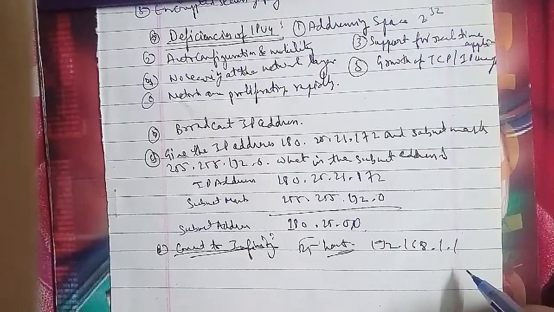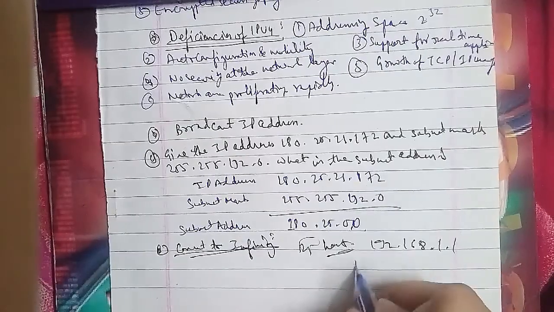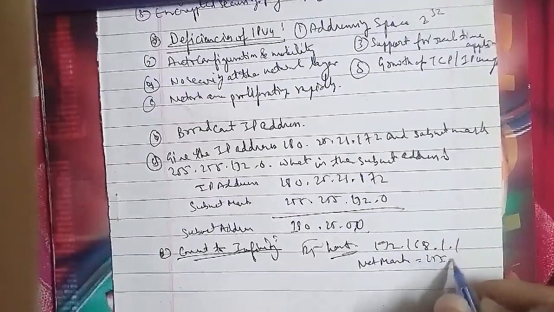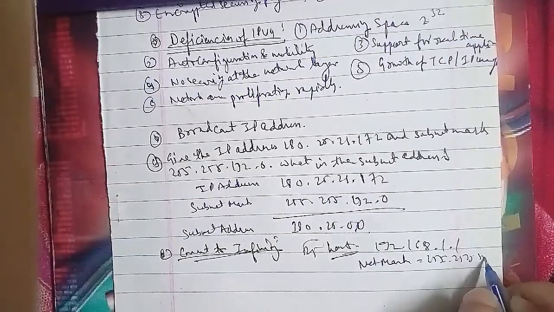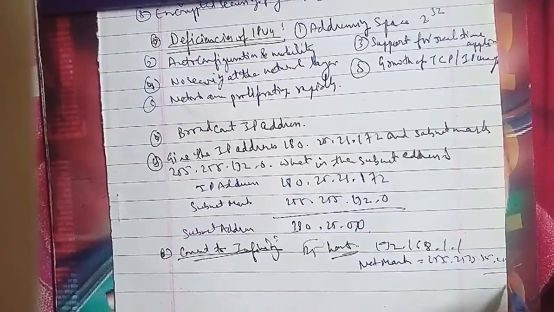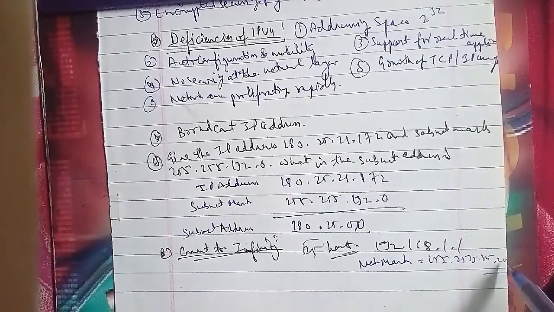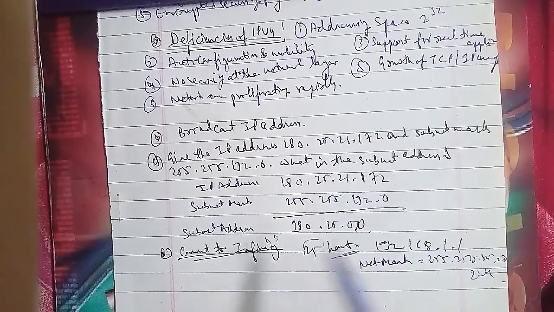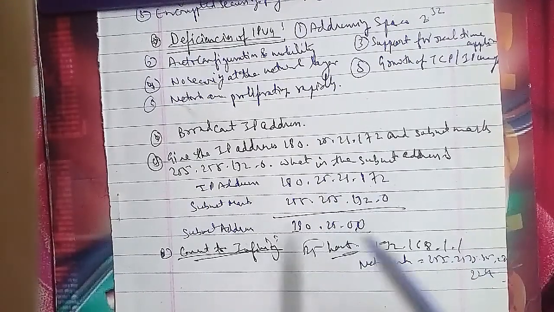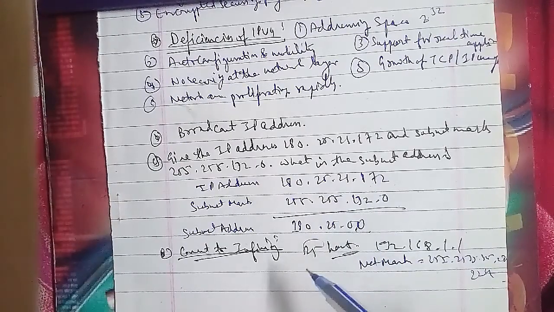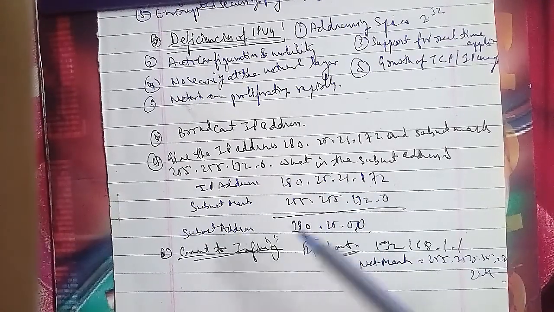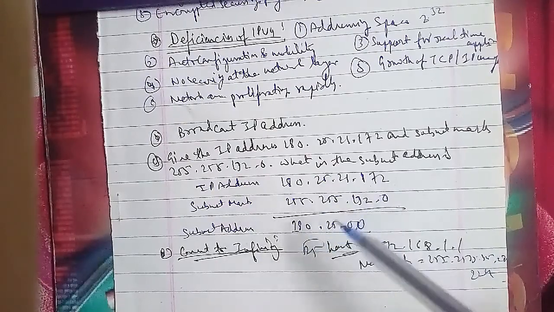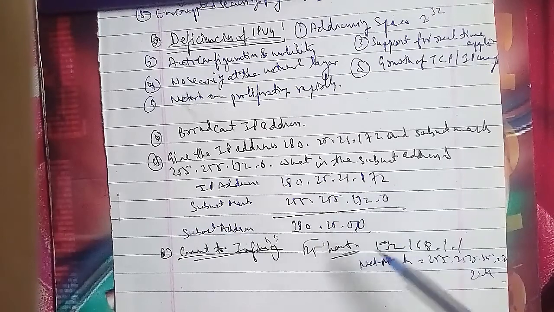In the same case, define routing and explain how it differs from switching. That has also been asked for 2 marks. You have to write that routing is the process of selecting paths in a network through which network traffic is sent, and routing is performed between networks, while switching is performed within the network. Next, state the duties of the network layer. The duties of the network layer are the responsibility of source to destination delivery of packets, logical addressing, and of course routing.